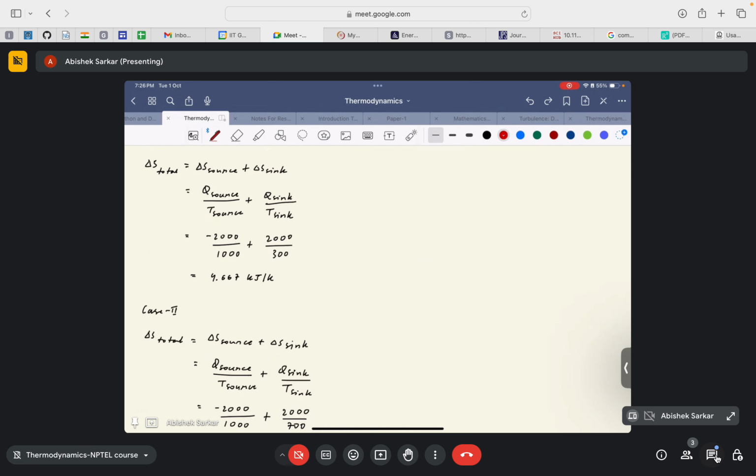So in case 1, the heat transfer from the source is 2000 and the temperature of the source is 1000 Kelvin, and in the case of the sink, the net heat transfer to the sink is the same, 2000. So rather than considering it as a heat engine, you can consider it as an interface between the source and the sink, and 2000 kilojoules of heat is being transferred from the source to the sink, and this source and sink are at different temperatures.